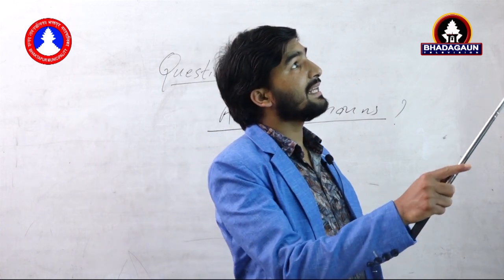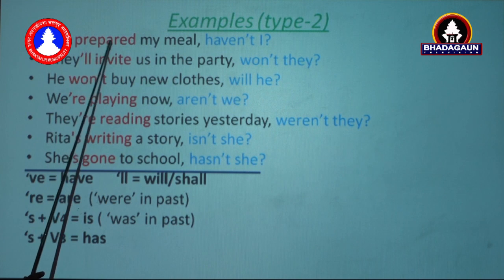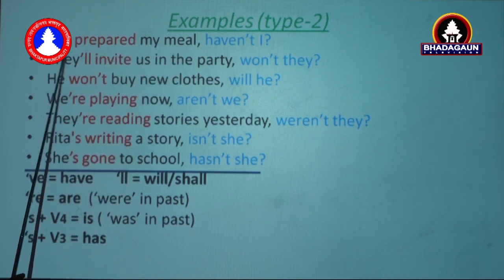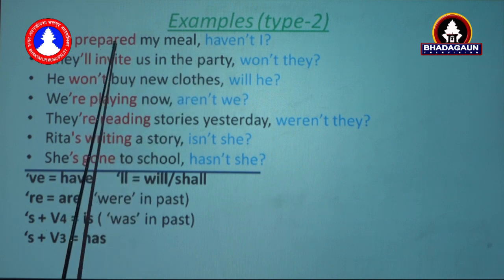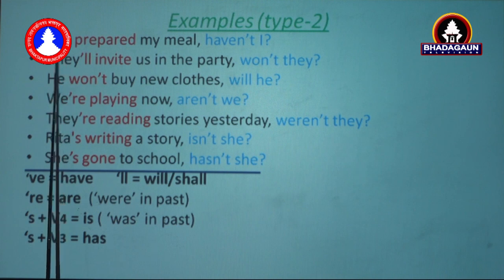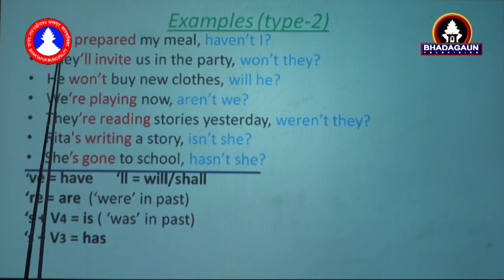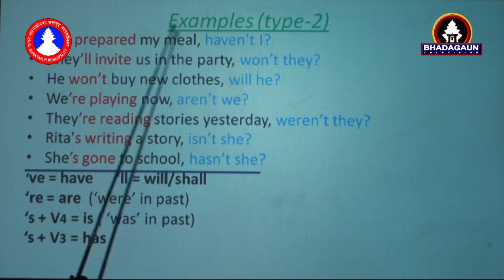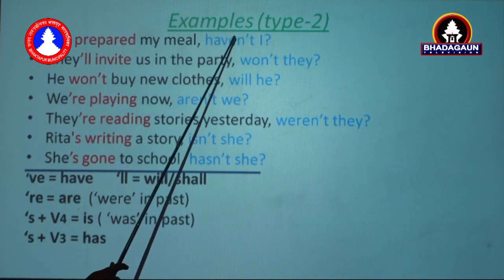So regarding this one, I've prepared my meal. This contracted form is have. That's why the statement is positive, the tag is negative. So haven't I. This 've means have. So I, the pronoun, is here, the statement is positive, the tag will be negative. So haven't I.